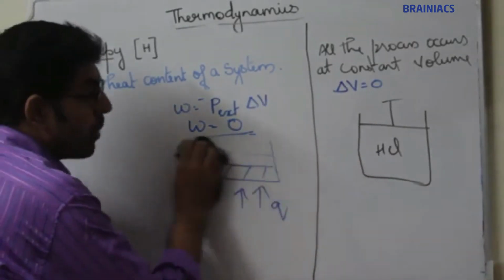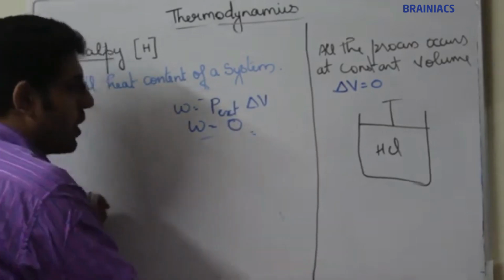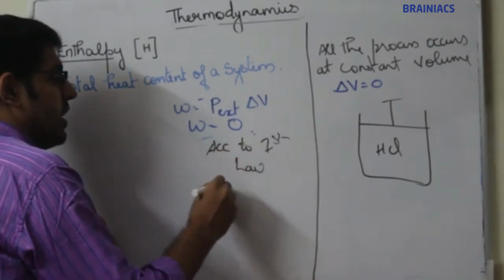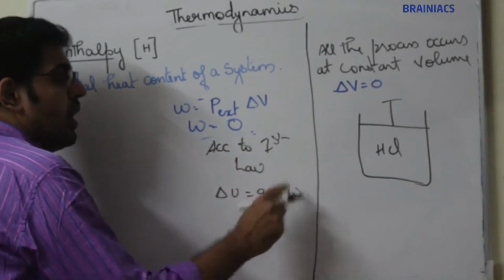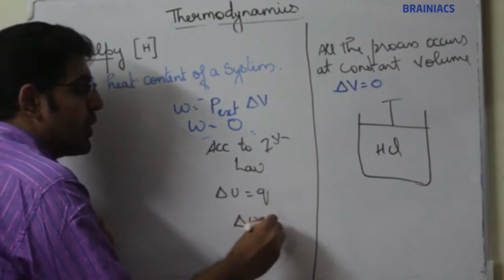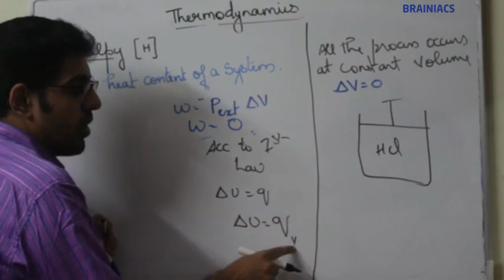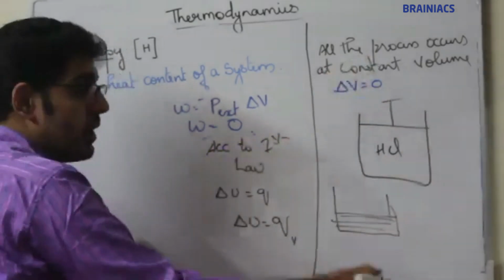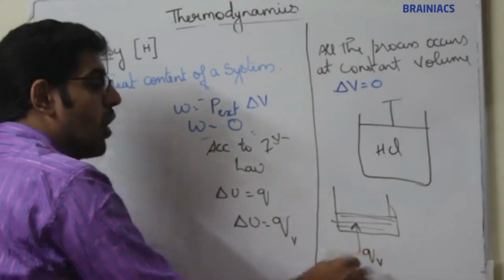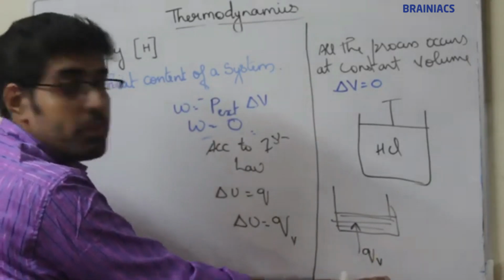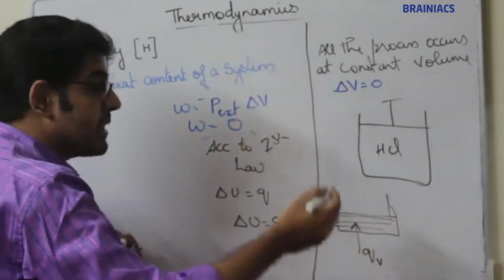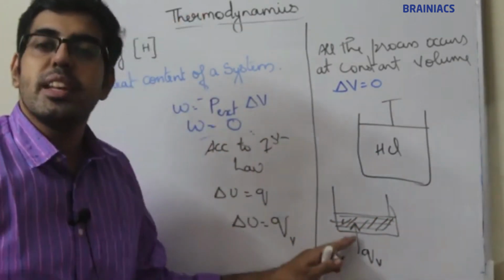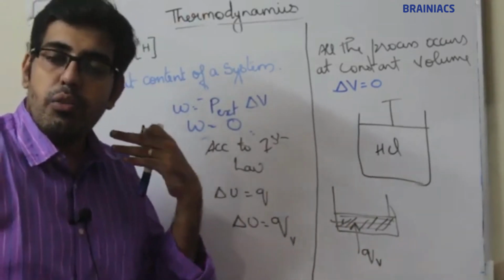If W is equal to 0, according to the first law, delta U is equal to Q plus W, so delta U is equal to Q, or QV, heat at constant volume. This means when you heat water, according to the old concept, the volume is constant, so we can write QV. That means when you heat water, the internal energy of the water increases. There is no change in volume. Internal energy increases and volume remains as such.